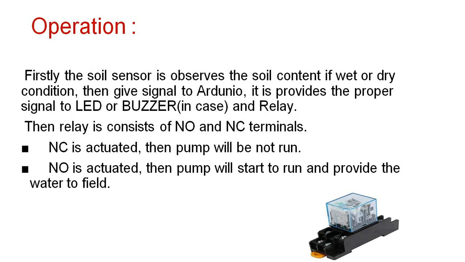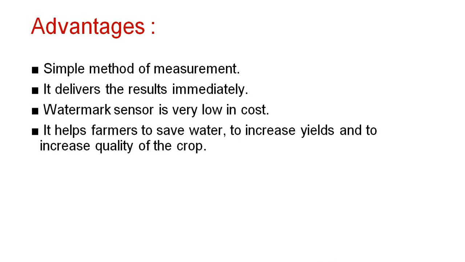The main part of the project is the relay. The relay has one NC and one NO contact. Once the relay coil is energized, the NC contact will open to the motor circuit, and the NO contact will close to the motor, and the motor pump will run and provide water to the plant.